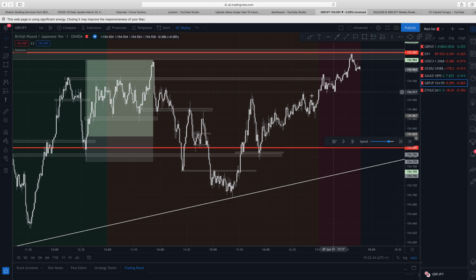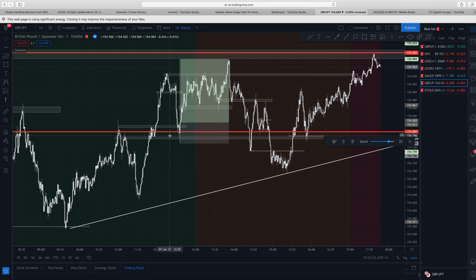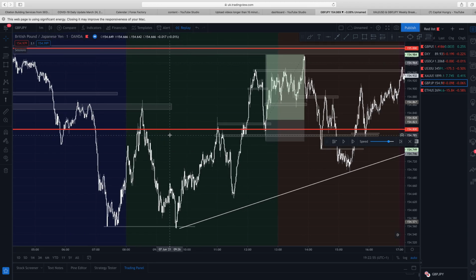Again, expecting break and retest. Failures to close above. Retraces back down. Closes above. Some more weird stuff. Gets to 155 eventually, but yeah, it's not the best price action, is it?